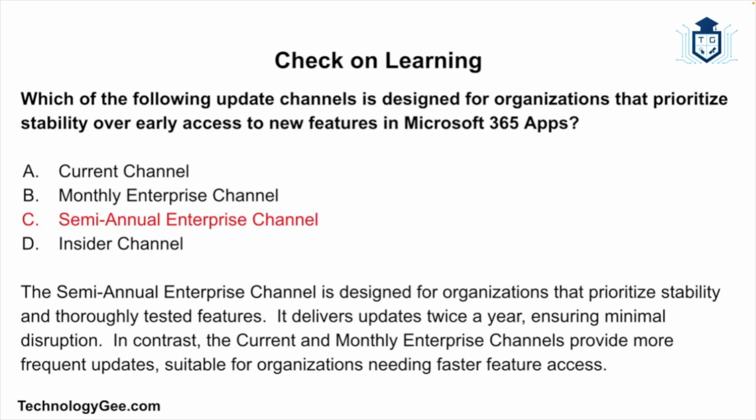And the correct answer is it is the semi-annual enterprise channel. So the semi-annual enterprise channel is designed for organizations that prioritize stability and thoroughly tested features. It delivers updates twice a year, ensuring minimal disruption. In contrast, the current and monthly enterprise channels provide more frequent updates, and they are suitable for organizations that need faster feature access.